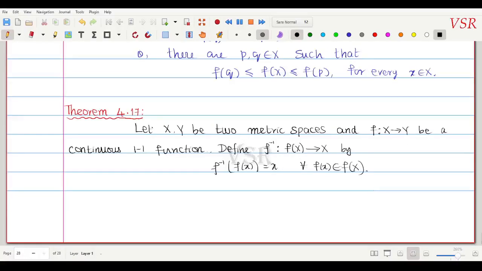Okay, suppose capital X is compact. Then f inverse is continuous. There is nothing else, that is the whole statement. It is only about when the inverse function will be continuous. That is, now this function f inverse is a continuous function.